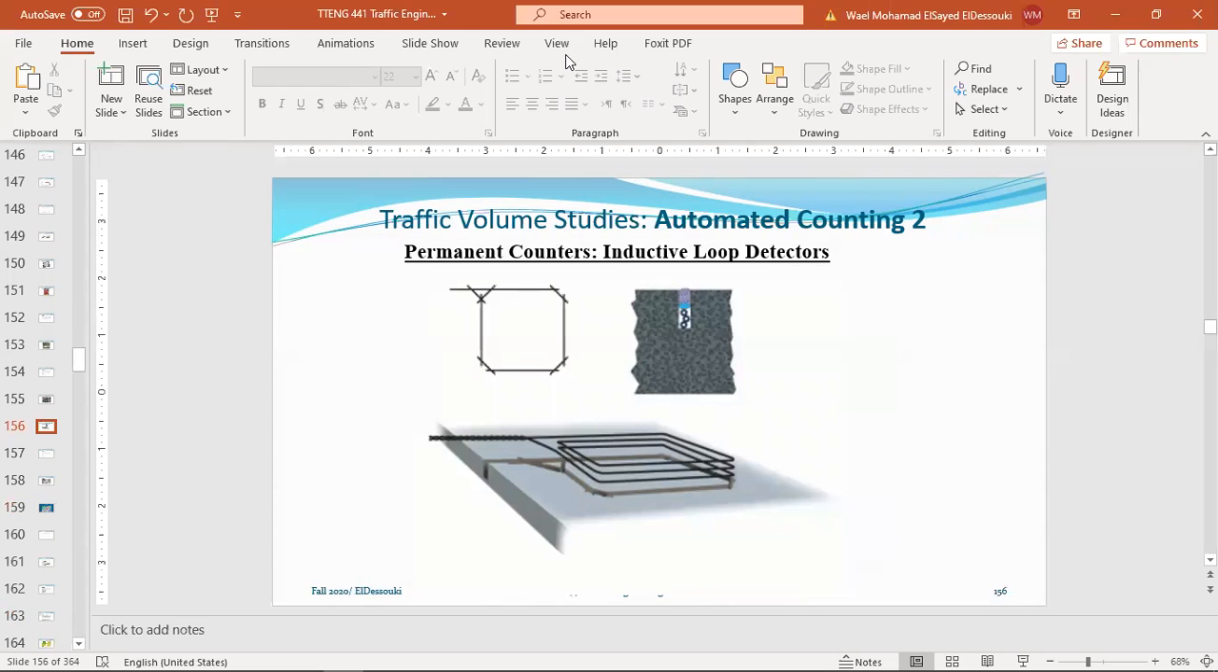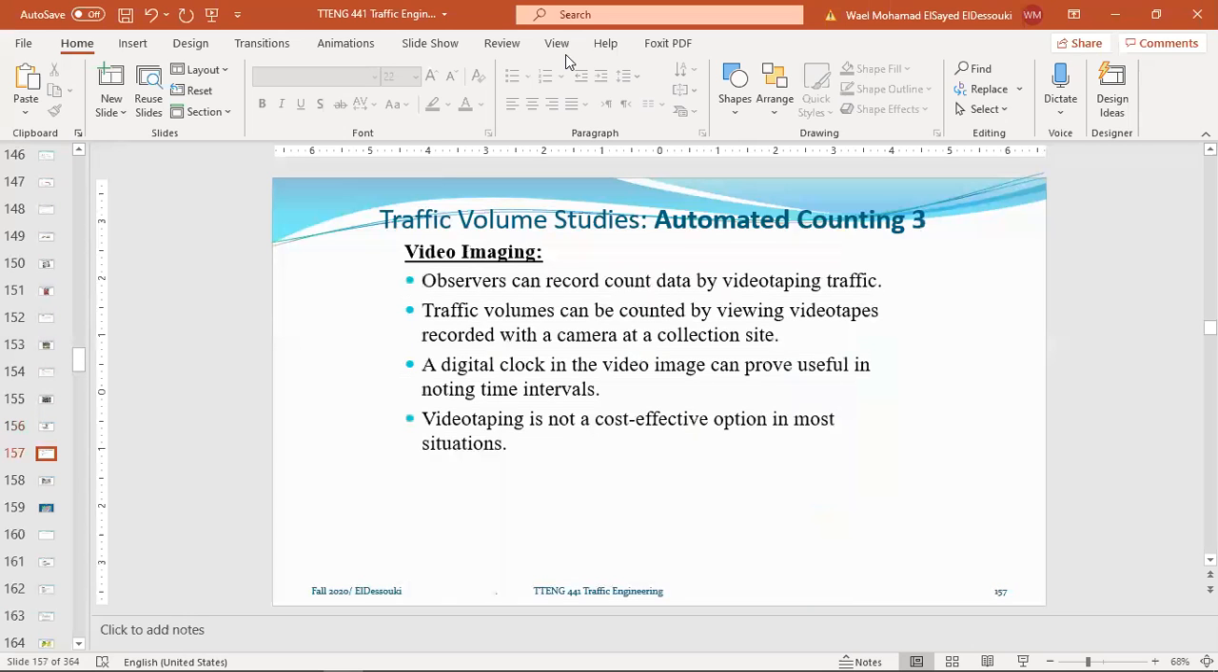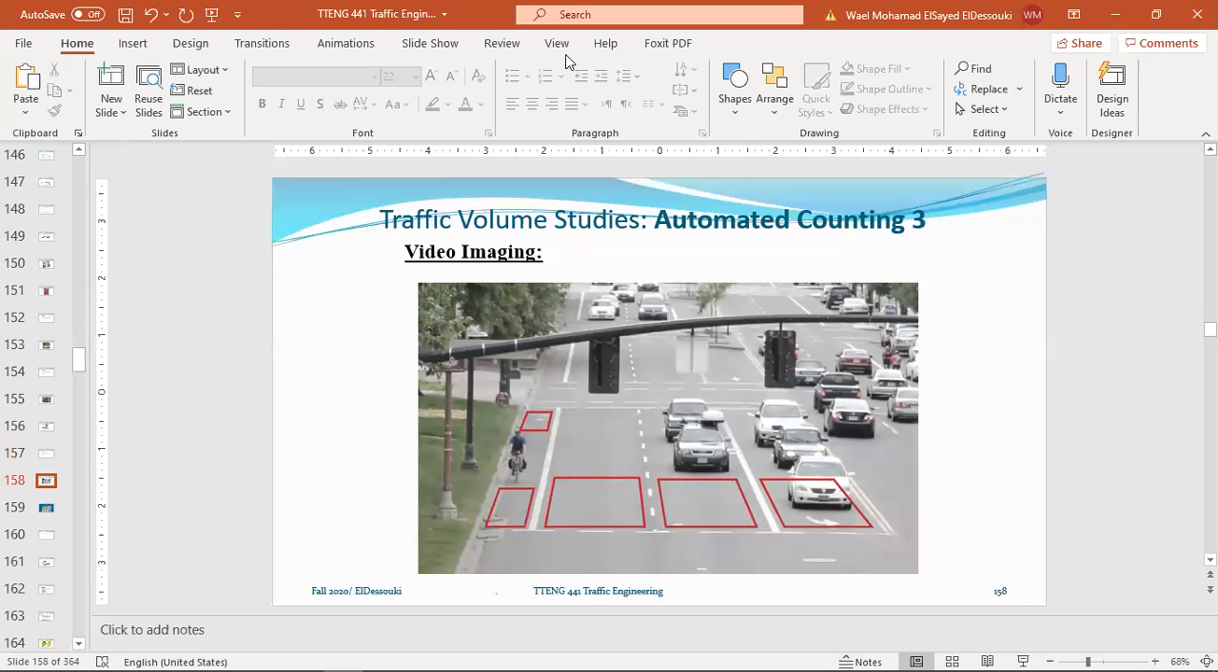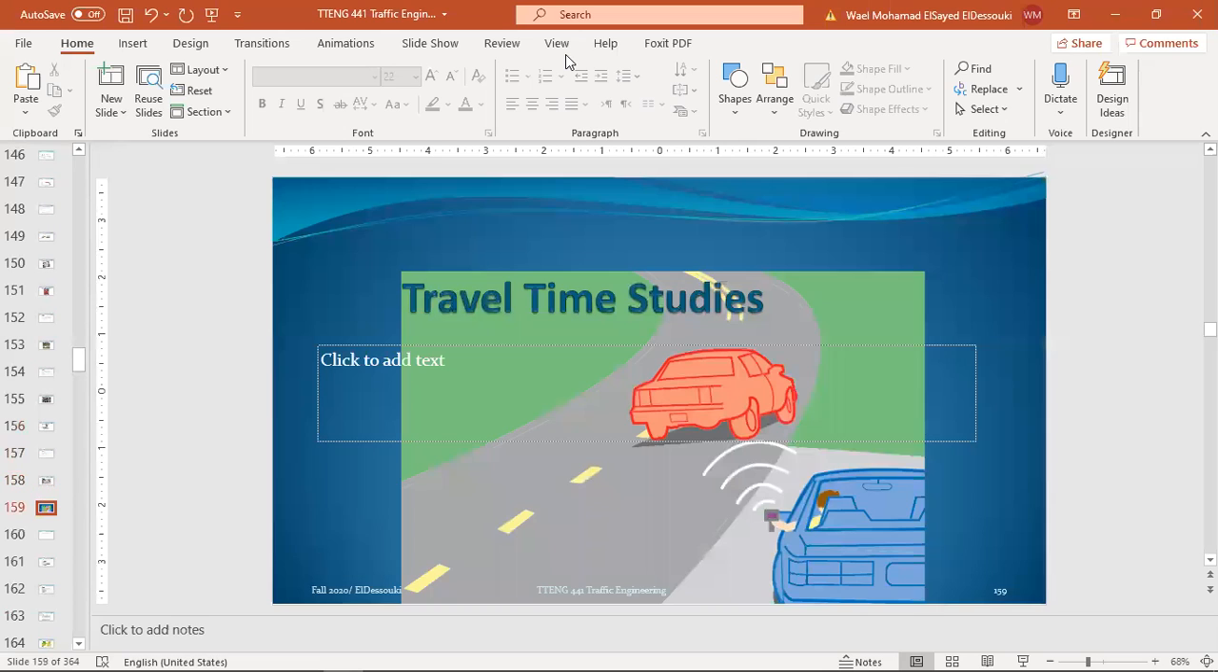The permanent counters are basically inductive loop detectors. It's a copper coil placed in the pavement, and it has an induction from the engine block. There's a signal induced, and that's how it detects a vehicle. There's another technology, which is video imaging technology, like this one. We can have virtual loops and vehicle detection technology.